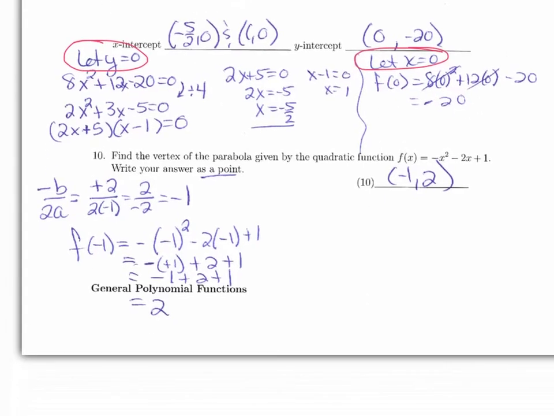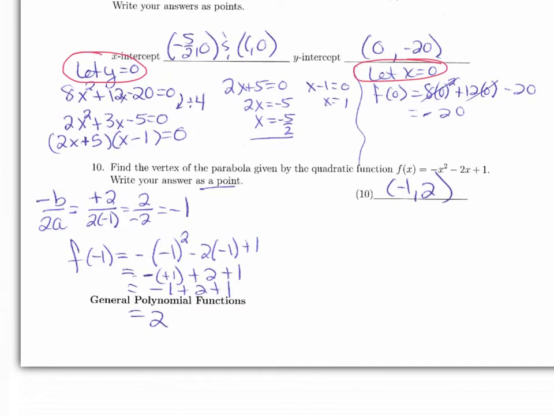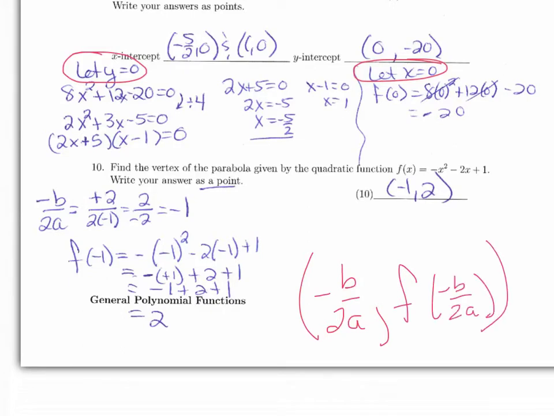For number 10, find the vertex of the parabola. Remember, the vertex is given by negative b over 2a, comma, f of negative b over 2a. In other words, substitute the number in that you find. Find negative b over 2a, where a is negative 1, b is negative 2, c is 1. We're not using c, we're just using b and a. Those are really the coefficients and then the constant.